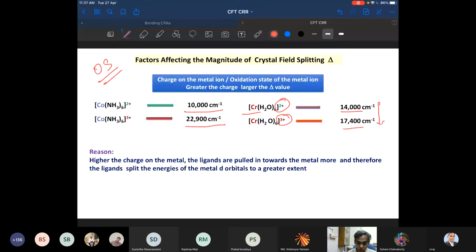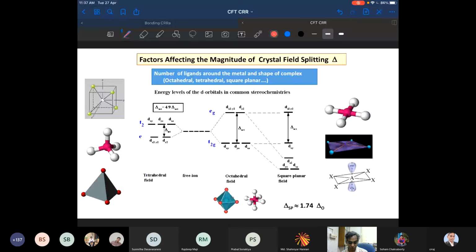Right. So the first one was the nature of the metal center. The second one is the oxidation state. The third one, which is important, is the number of ligands that are coming to the metal. We will be studying this.